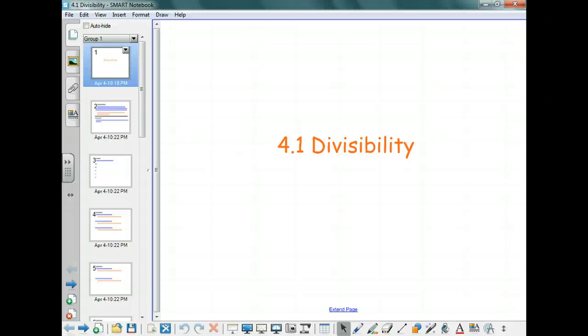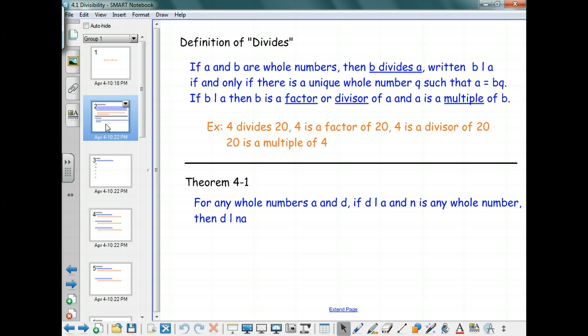All right, today we're going to start chapter 4, and chapter 4 is going to start with divisibility. The first thing I want to talk about is what we mean by the word divide. So if A and B are whole numbers, we say that B divides A, and I want you to notice how that is written. It is not written like B is the numerator with the denominator of A. That's not what that says, right? It says B divides A.